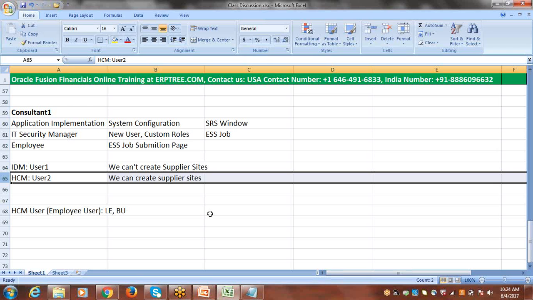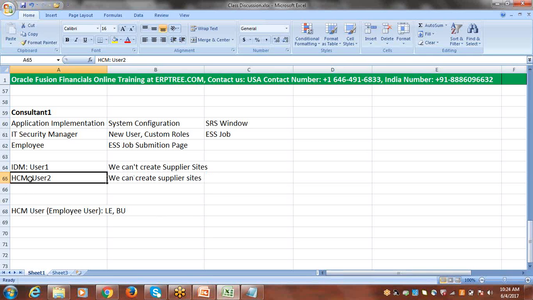Yes. If you give the user name, then that user with that employee association will be created. Once the HCM user is created, it will be available in IDM only. From IDM only you can assign these roles, set the password and the rest. User management we do from IDM.